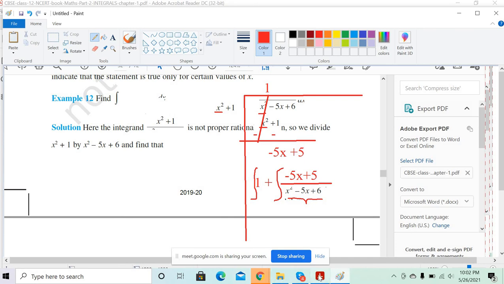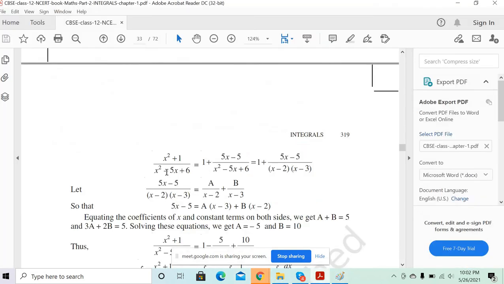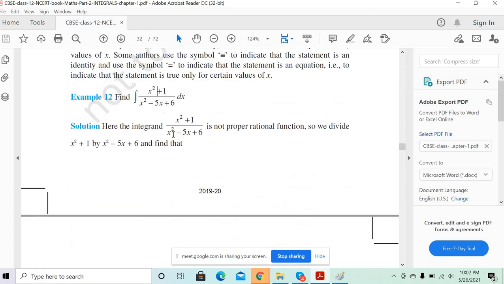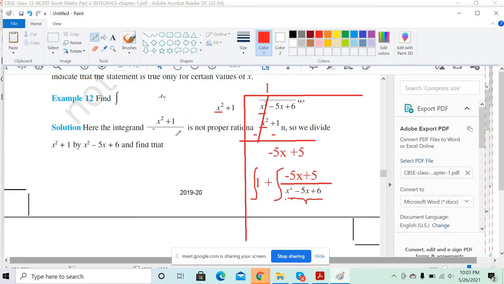This, why has he not changed it here? Oh, this is minus 5x, right? X square minus 5x. Oh, okay. I did something wrong here. The denominator was x square minus 5x plus 6. What did I do? I took we had to divide x square plus 1, no? Oh, sorry, my mistake.